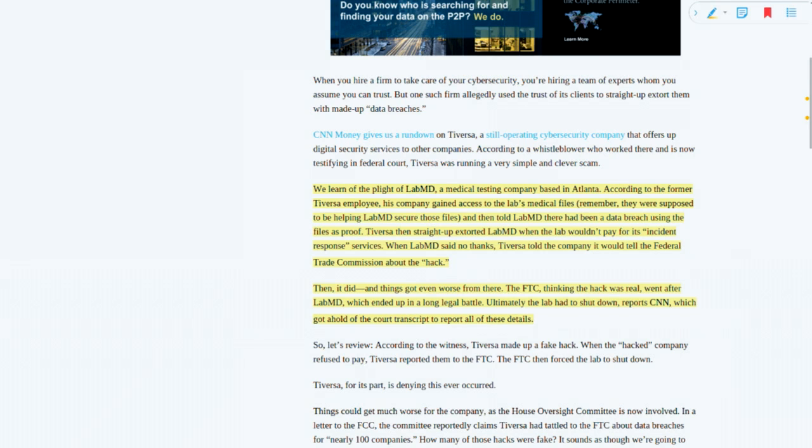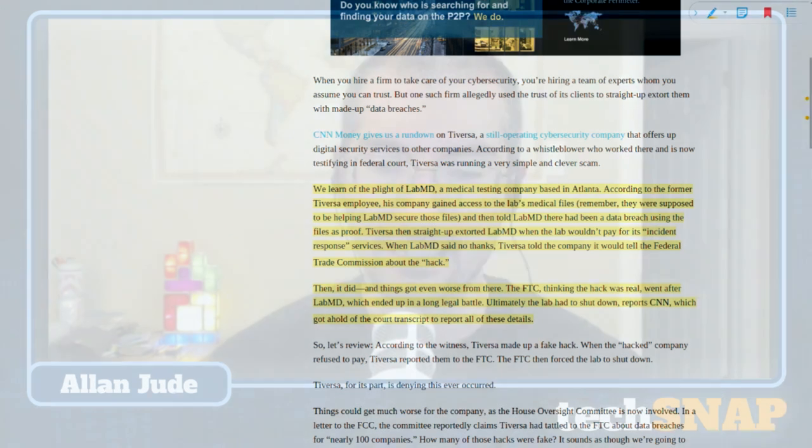And this company was hired to look at their network, and they went in and stole a bunch of data, and then used that data to say the company had been hacked, so that the company would have to buy Tyversa's incident response package, to deal with the fallout. When the company refused to be extorted, Tyversa told the FTC that, hey, these guys have been hacked and we're doing something about it, and now the FTC came down on LabMD.